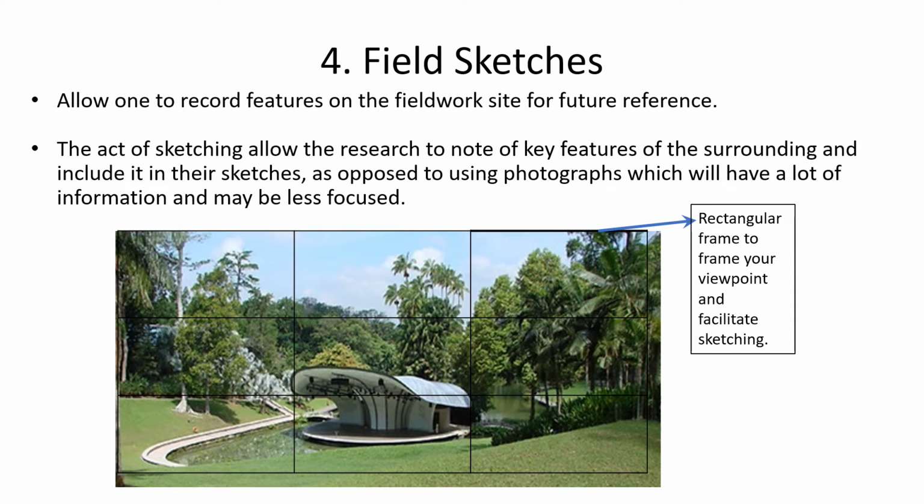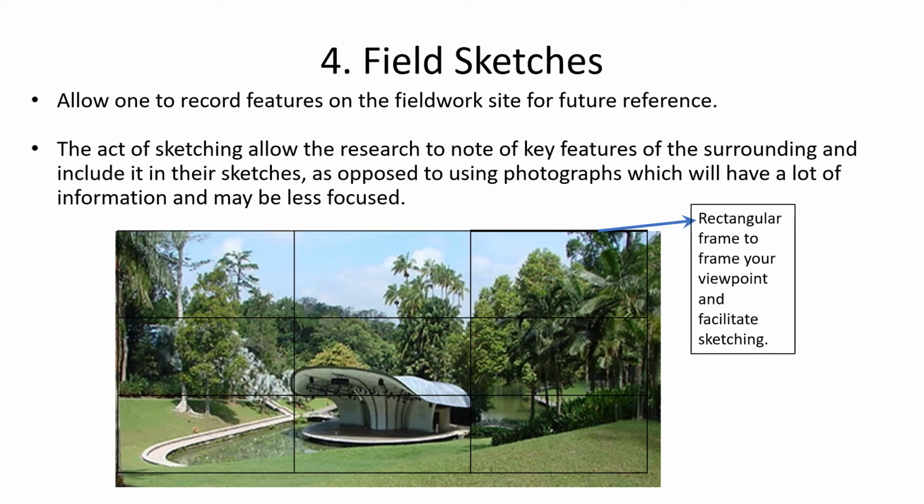Lastly, field sketches are another way of recording observations on your fieldwork site. The use of field sketches allows you to record features at your fieldwork site through the act of sketching. As opposed to a photograph, the act of sketching allows the researchers to select and take note of key features of the surrounding and include them in their sketches. This is in comparison to the use of a photograph, which may have a lot more information and may be less focused.